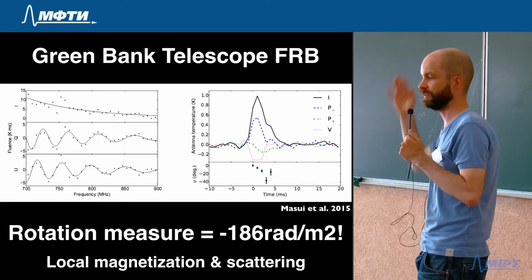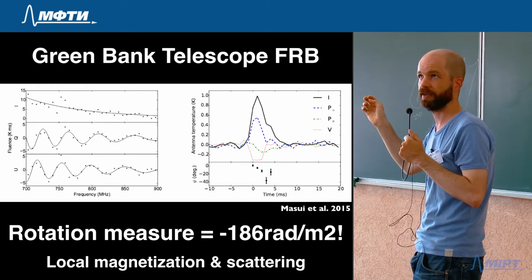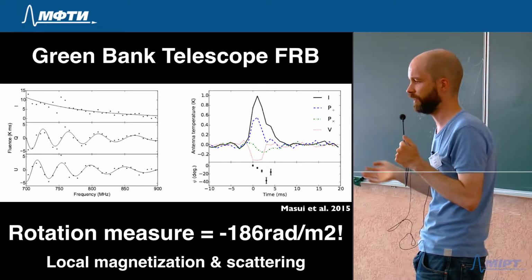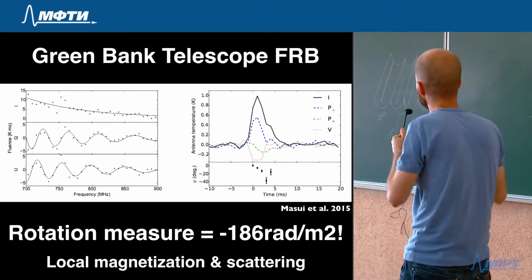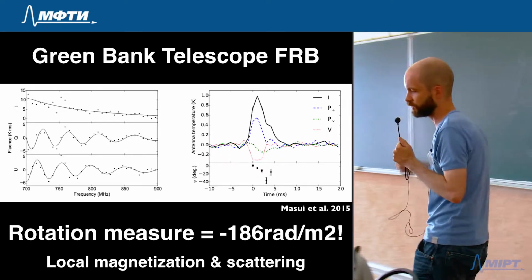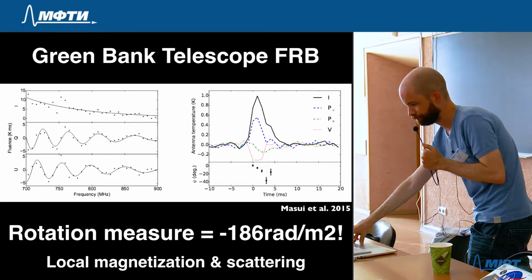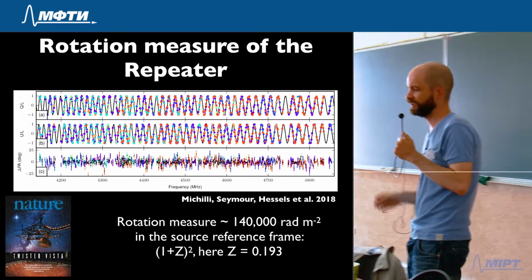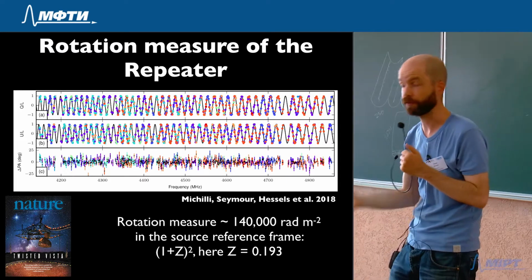So that suggested this particular fast radio burst source was not in the outskirts of some kind of elliptical galaxy in a very clean environment that you might expect for a neutron star merger or something like that. So this is a non-repeating source which has a fairly large rotation measure, suggesting it's in a fairly magnetized environment. This prompted us to look in more detail to try and find a rotation measure from this repeating source.